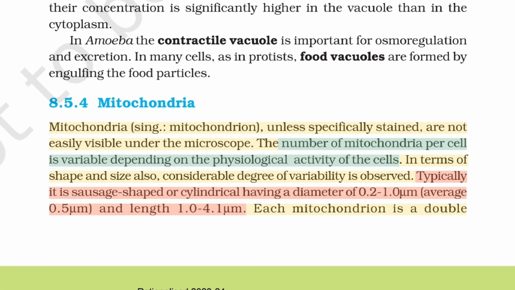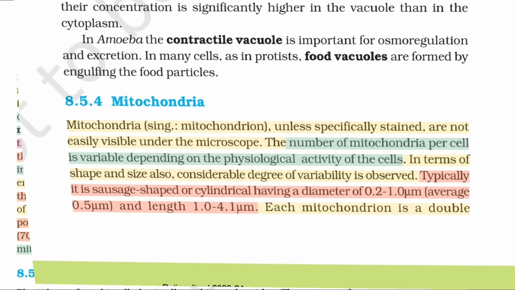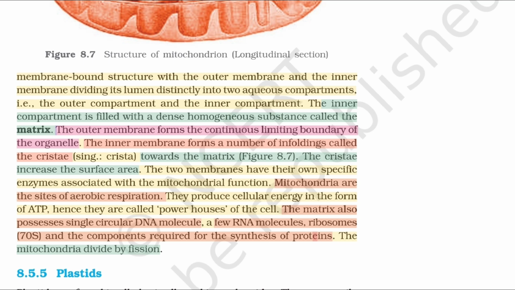8.5.4 Mitochondria. Mitochondria, singular mitochondrion, unless specifically stained, are not easily visible under the microscope. The number of mitochondria per cell is variable depending on the physiological activity of the cells. In terms of shape and size also, considerable degree of variability is observed. Typically, it is sausage-shaped or cylindrical, having a diameter of 0.2 to 1.0 micrometer, average 0.5 micrometer, and length 1.0 to 4.1 micrometer. Each mitochondrion is a double membrane-bound structure with the outer membrane and the inner membrane dividing its lumen distinctly into two aqueous compartments, that is, the outer compartment and the inner compartment.